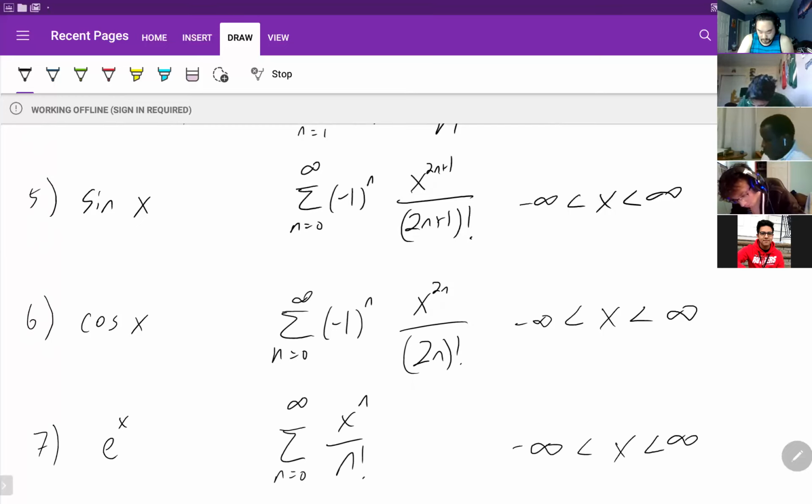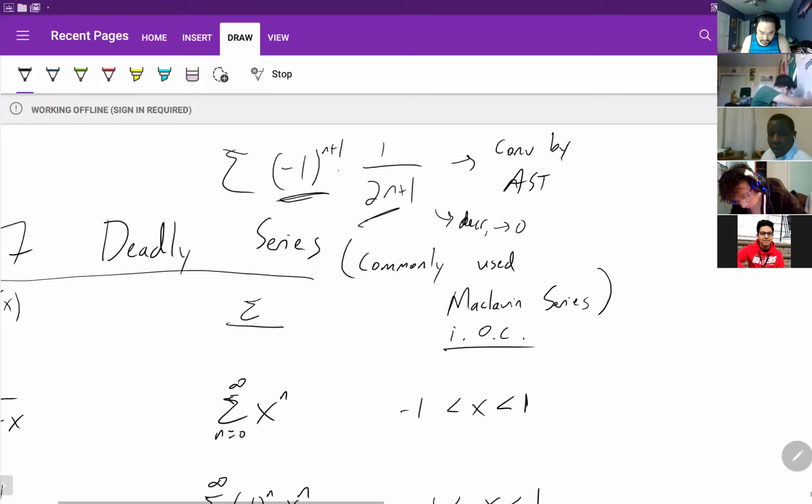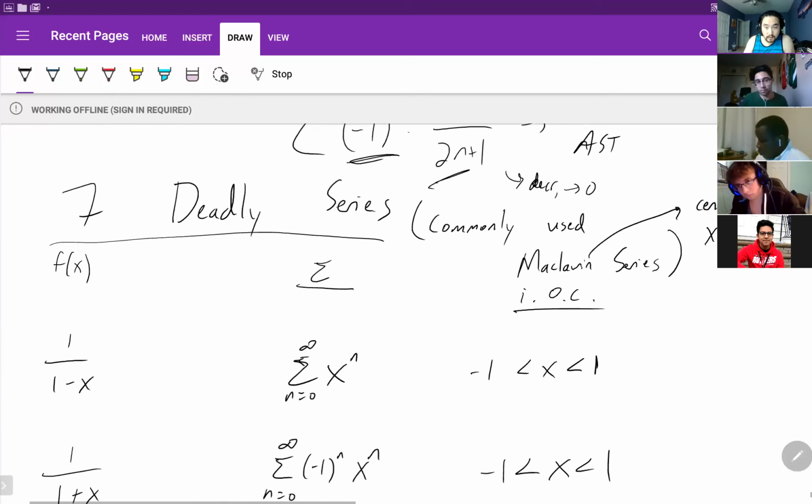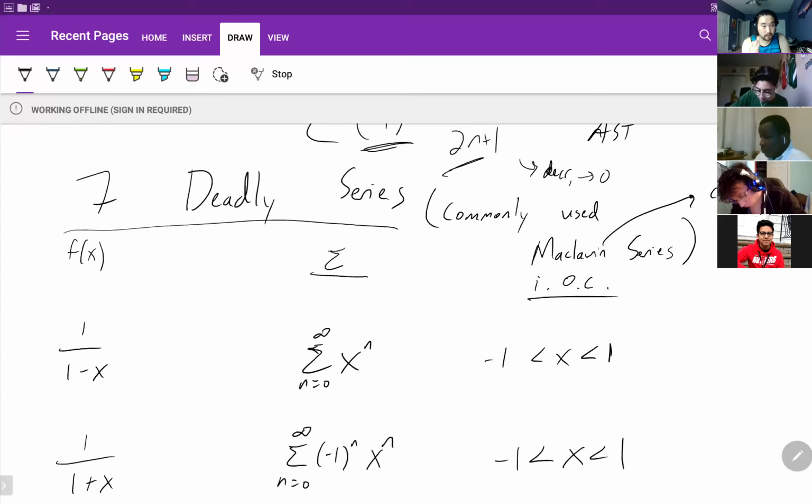And now the reason why they're called Maclaurin. Here's the big reveal. I know you guys probably think Maclaurin means something super complicated because it sounds complicated, but it's not. Did you guys copy all this down? Maclaurin just means centered at x equals 0. That's all it means. It means that your center will always just be 0.